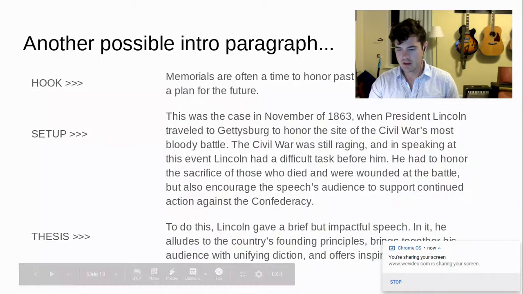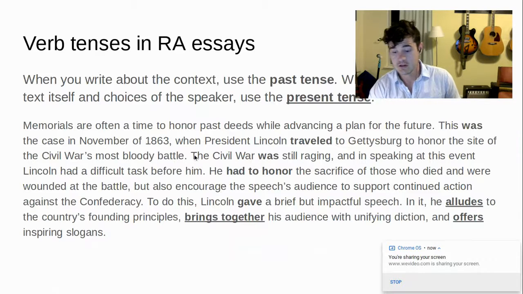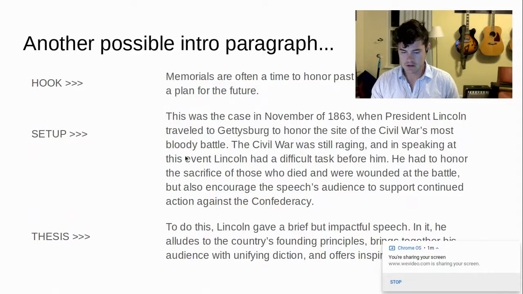Memorials are often a time to honor past deeds while advancing a plan for the future. This was the case in November of 1863 when Lincoln traveled to Gettysburg to honor the site of the Civil War's most bloody battle. The Civil War was still raging, and in speaking at this event, Lincoln had a difficult task before him. He had to honor the sacrifice of those who died and were wounded in the battle, but also encourage the speech's audience to support continued action against the Confederacy. To do this, Lincoln gave a brief but impactful speech. In it, he alludes to the country's founding principles, brings together his audience with unifying diction, and offers inspirational slogans, I think is the word I use. Yeah, inspiring slogans.